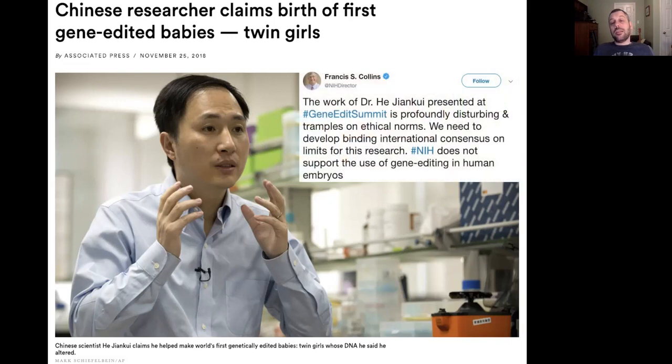So Francis Collins, who is the director of the NIH and is a prominent American scientist, basically said this about the work of this Dr. He Jiankui, that guy. He said it was profoundly disturbing and tramples on ethical norms. We need to develop a binding international consensus on limits for this research. So what did he do and why was it so bad?